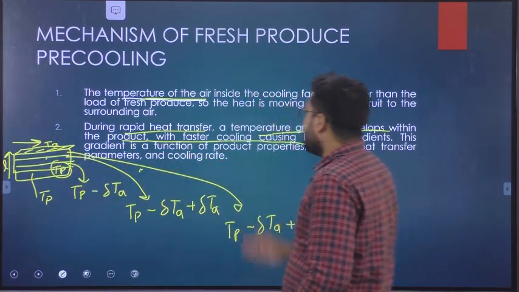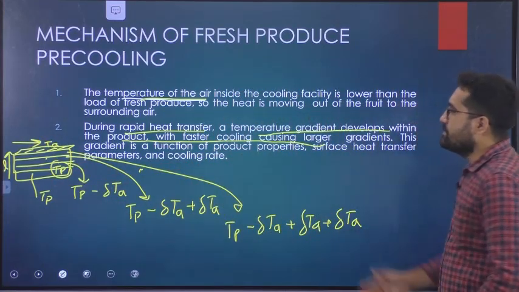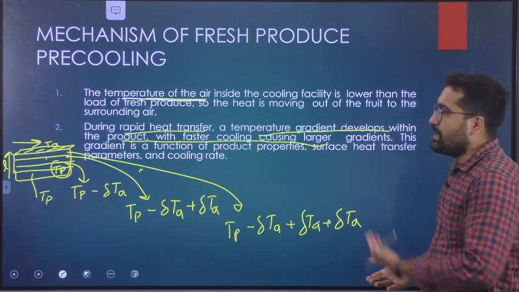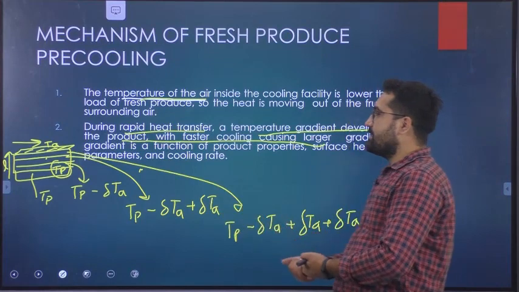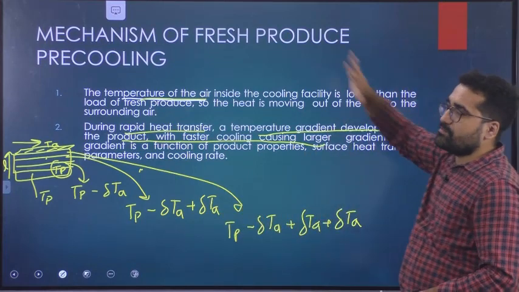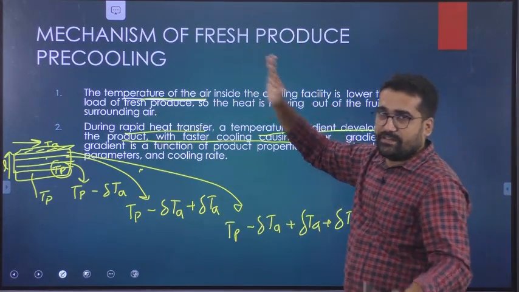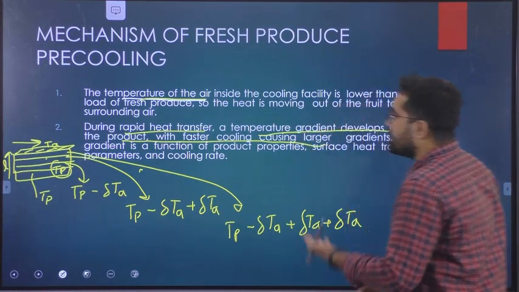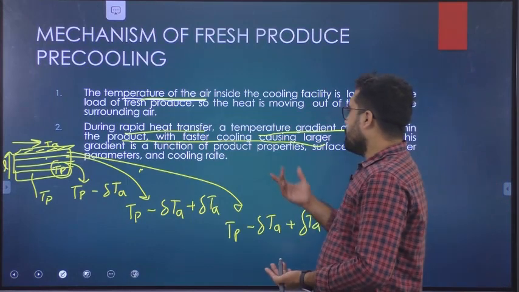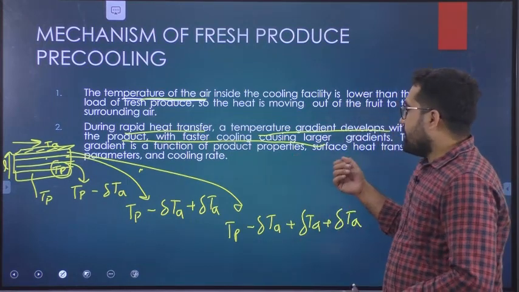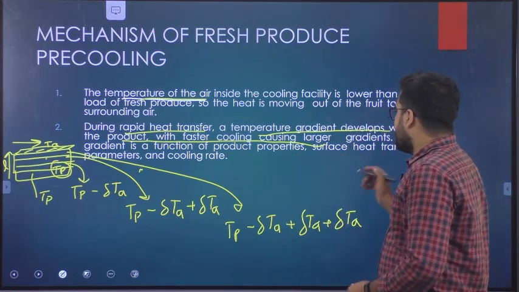So this temperature gradient develops with faster cooling. The higher the cooling rate, the higher the temperature gradient, like the temperature of the topmost layer will be lower than the bottom layer, or the center of the product. So that is how it occurs. And it is a function of the product property and surface heat.